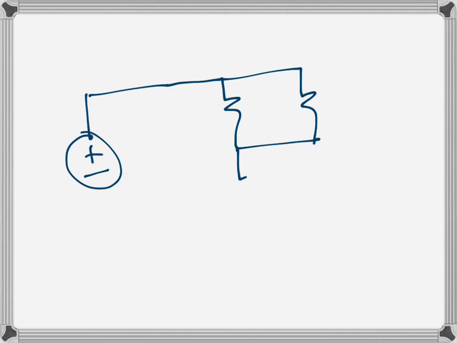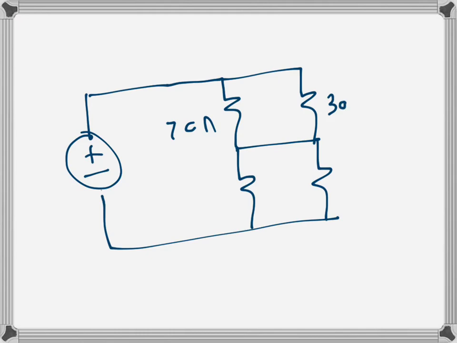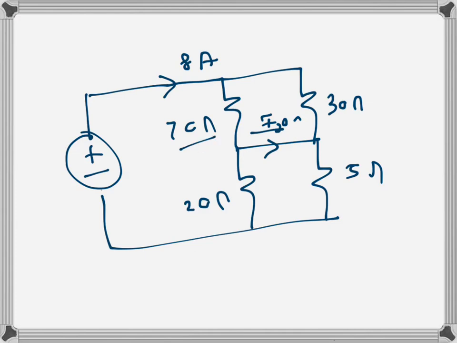Now we have to go back to the original circuit. I will redraw it here. So we have 70 ohms, 30 ohms and 20 ohms and 5 ohms here, and this is the current we want to find. So when 8 amps comes here, it has two parallel paths, one is 70 ohms and 30 ohms. So we will just see how these 8 amps split between the two paths, how it splits between 70 ohms and 30 ohms.